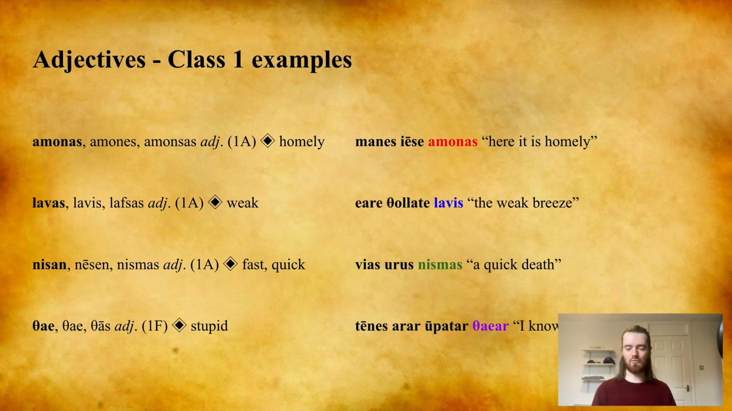From that we can form the sentence tenes arar u patar thaiar, which means I know a stupid person. Tenes means I know. Arar is the definite article for animates. Upatar is the accusative singular of uotte, which means person. And thaiar is the class 1 animate accusative singular form of thai, thas.